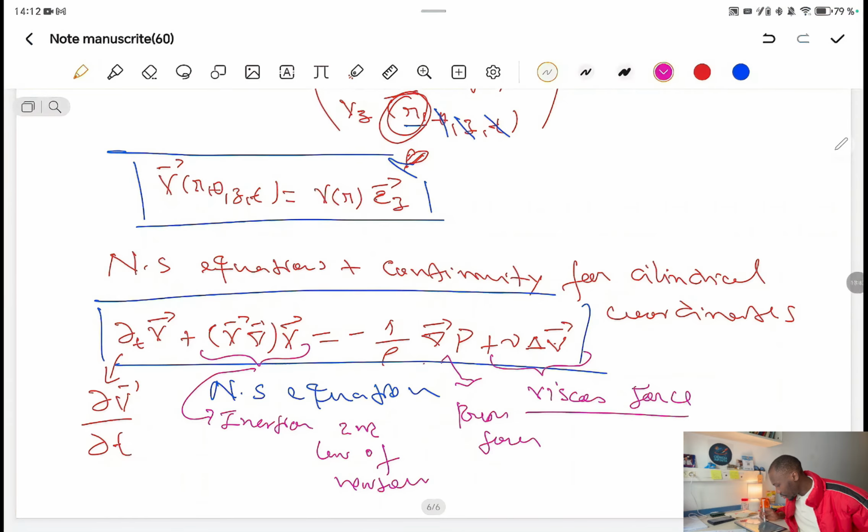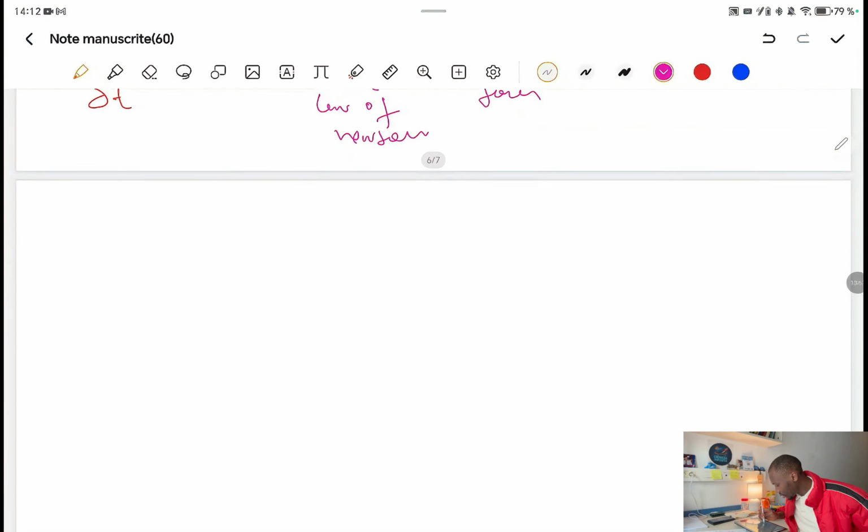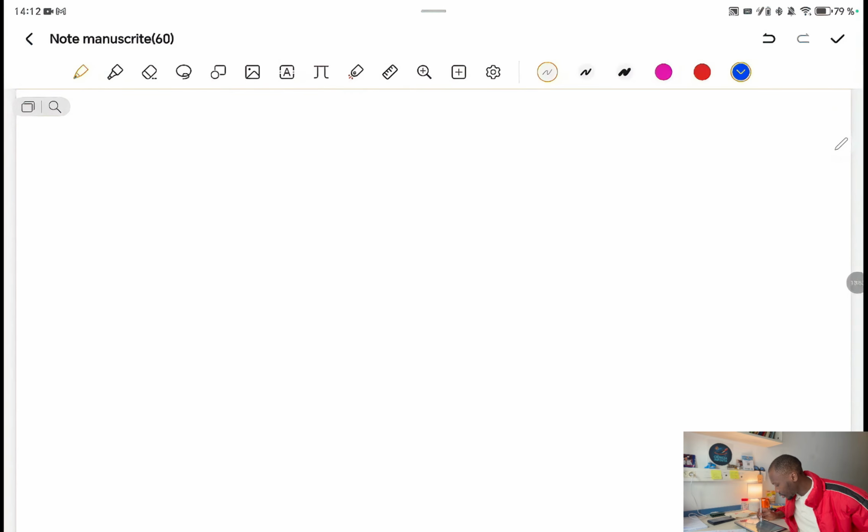Okay, so let's say in cylindrical coordinates, we have this. You don't need to memorize this. That's given. Mathematicians already calculated, and they show that the divergence of a velocity in cylindrical coordinates should be given by this formula or this equation.